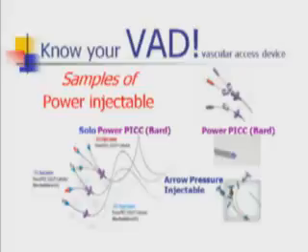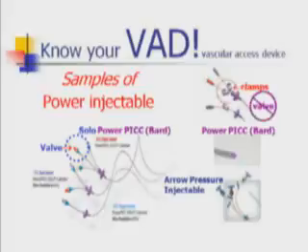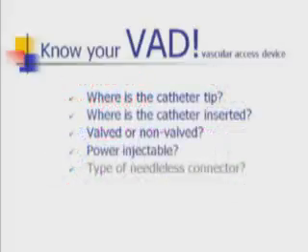The Bard PowerPICC is a non-valved power injectable access device. The Solo PowerPICC is a valved power injectable access device. The Solo PICC valve is located in the proximal end of the lumen near the needleless connector. Some power injectable access devices also allow for central venous pressure monitoring, such as the Bard PowerPICC and Bard Solo PowerPICC. To conclude this section, Know Your Vascular Access Device, we'll discuss some things clinicians need to know about needleless connectors.